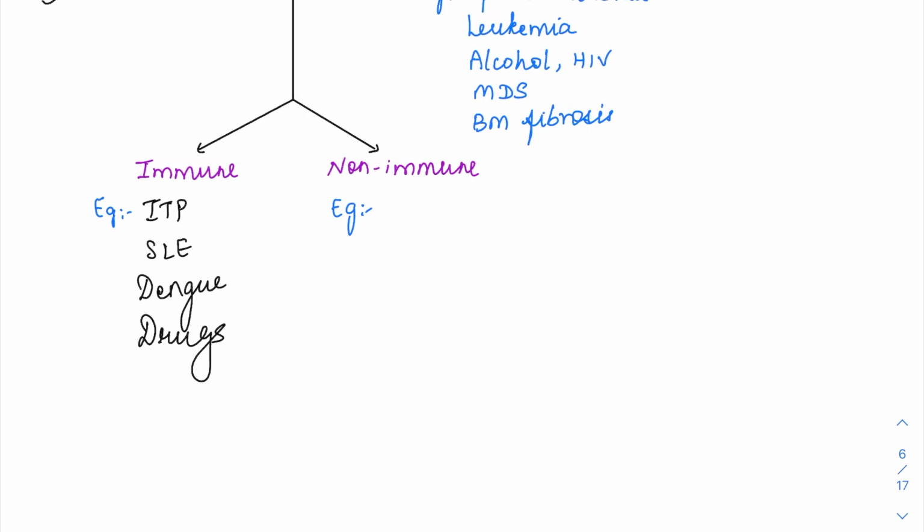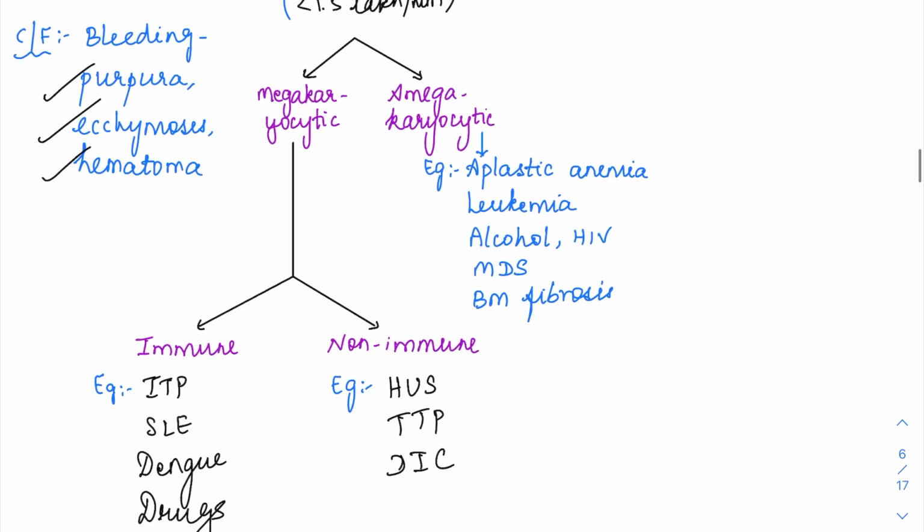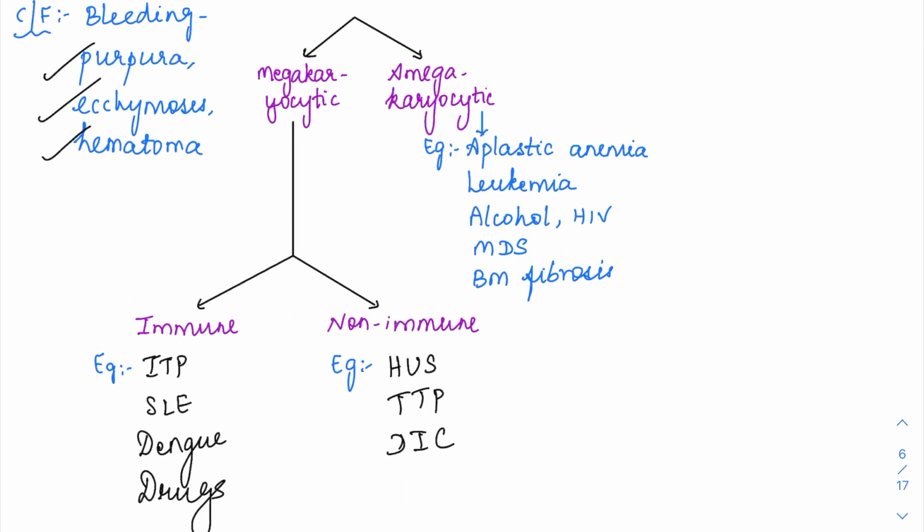The examples of microangiopathic hemolytic anemia will be hemolytic uremic syndrome, thrombotic thrombocytopenic purpura, and disseminated intravascular coagulation. HUS and TTP will be discussed in the RBC section, while DIC will be discussed here. So these two are the megakaryocytic thrombocytopenic causes, while amegakaryocytic thrombocytopenic causes will be those wherein the bone marrow has been infiltrated by something or the bone marrow megakaryocytes are going to be decreased.